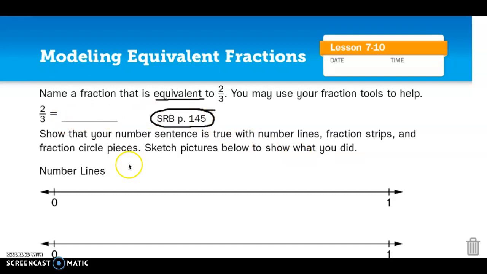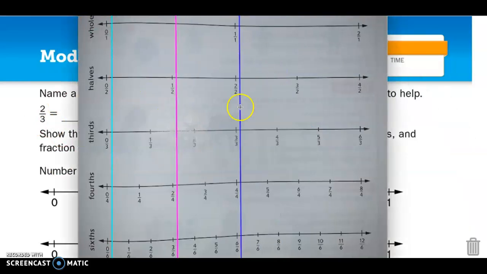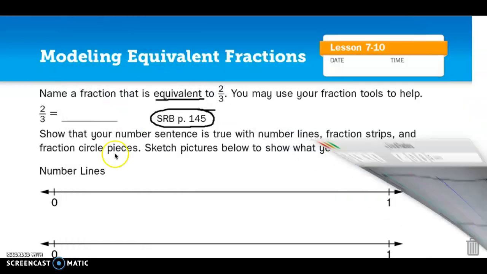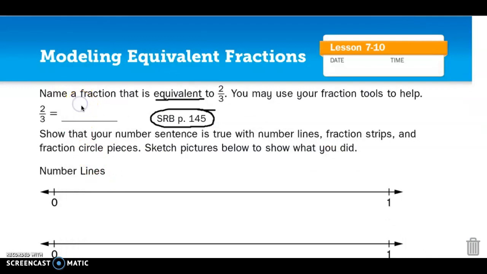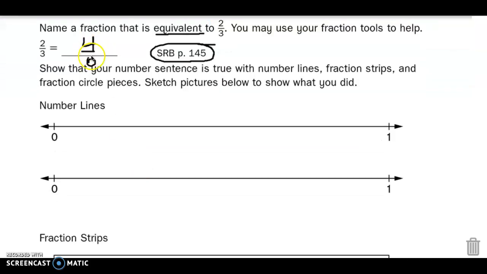Okay, if you're hearing me right now, you should have a fraction on our line that's equal to 2/3. If I follow this 2/3 line, look at that. 4/6 is right on the same spot in the number line, which means they are equivalent. They're equal to each other. 4/6. Great.